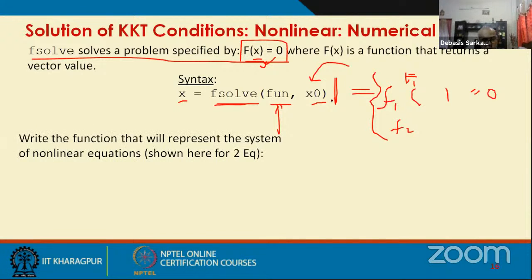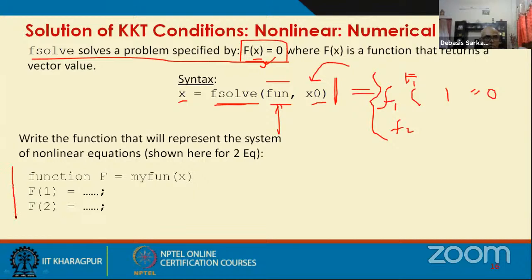So to solve a set of nonlinear equations using fsolve, the first thing is to write the function fun. You can give any name you want, which will represent the system of nonlinear equations. Let's say, if I have 2 equations, I'll write like this. Function f equal to my fun of x. You can give any name you want here. So this will be the output that will be returned.